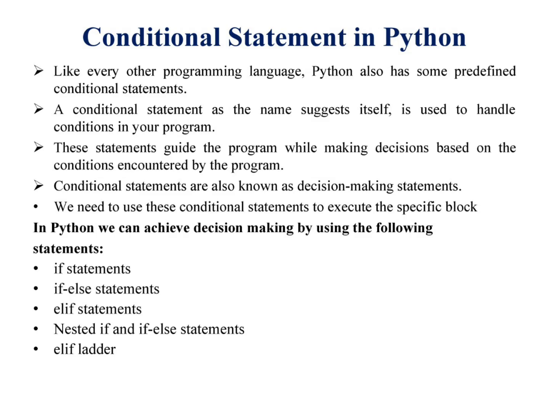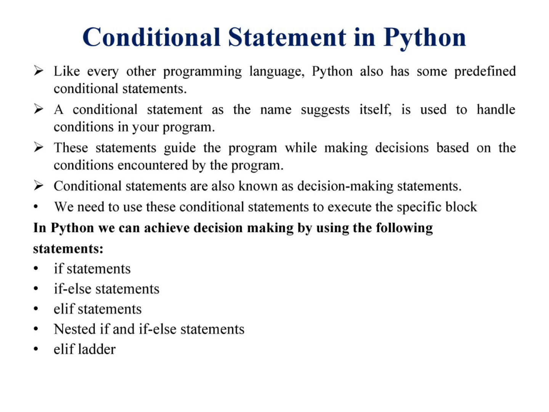Conditional statements in Python. Like every other programming language, such as C, C++, and Java, Python also has some predefined conditional statements. A conditional statement is used to handle the conditions in our program. The statement will guide the program while making decisions based on the conditions encountered by the program. Conditional statements are also known as decision making statements. We need to use these conditional statements to execute a specific task.